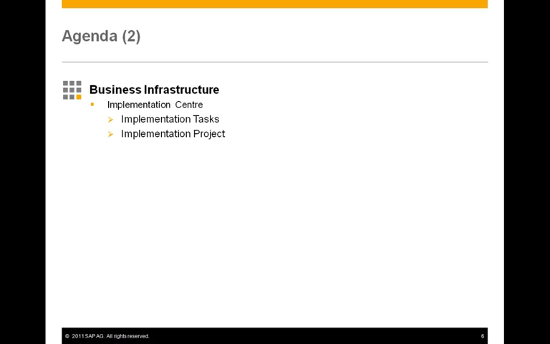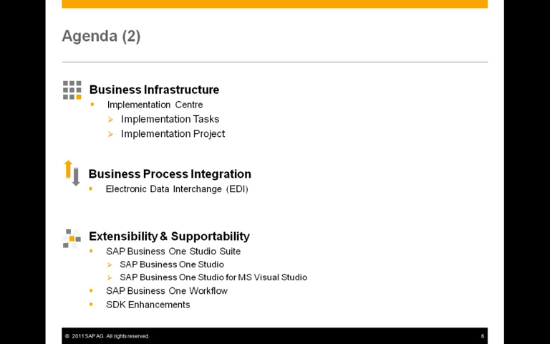We will then cover a range of topics including business infrastructure that highlights the new implementation center, and business process integration, where we will introduce you to our new EDI capabilities for Business One. We will then highlight several key features on extensibility and supportability, where we will introduce you to the new SAP Business One Studio Suite, which is the next generation of Screen Painter, and the new Business One Workflow platform, enabling users to define workflows to customize business processes in Business One.